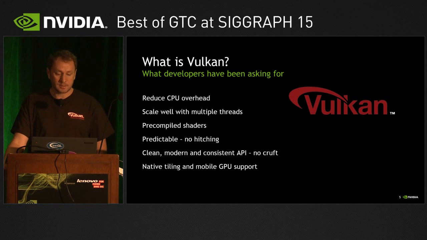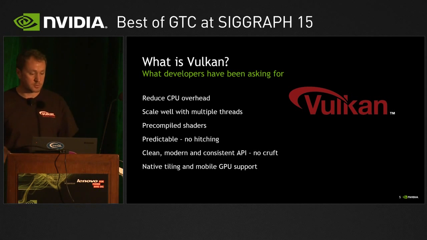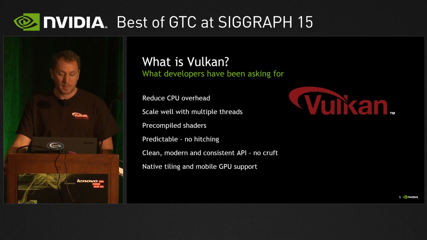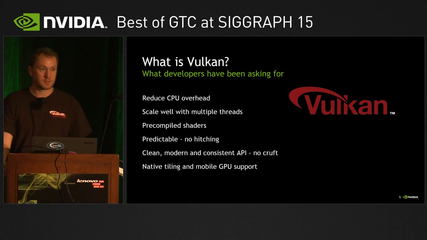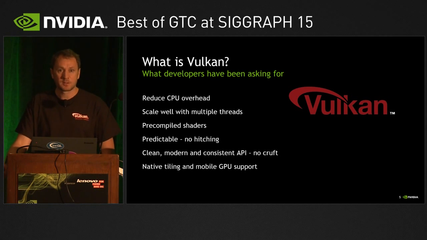It's also a clean, modern, consistent API, and it starts with a clean base, so there's no historical cruft or anything like that in it. And another really important thing about Vulkan is it supports mobile GPUs as first-class citizens, which wasn't quite so true with OpenGL. They had to do a lot of gymnastics in the background to make it run well on a mobile chip. But Vulkan, and I'll talk a little bit how that works.